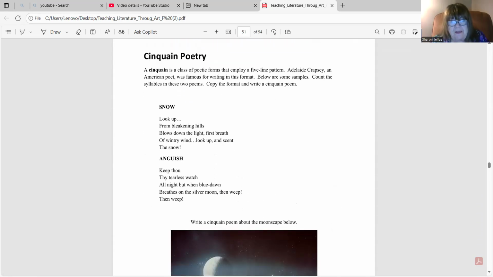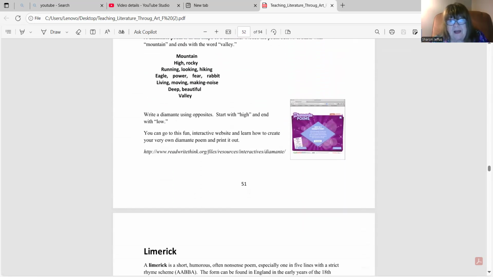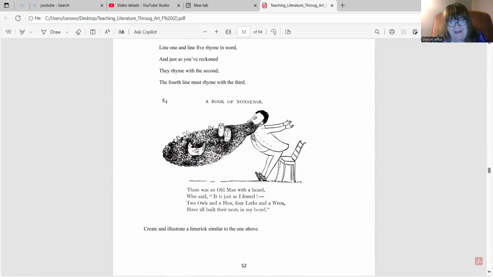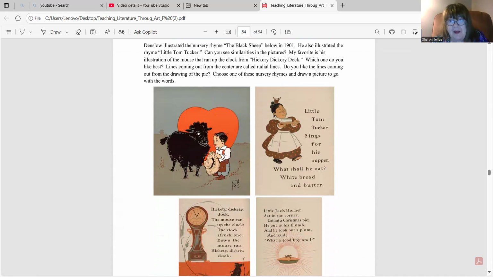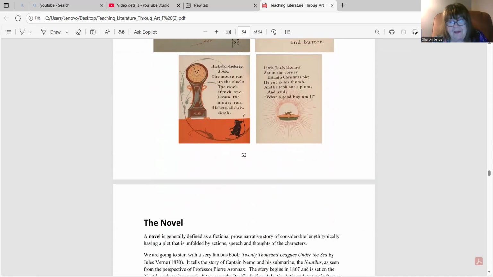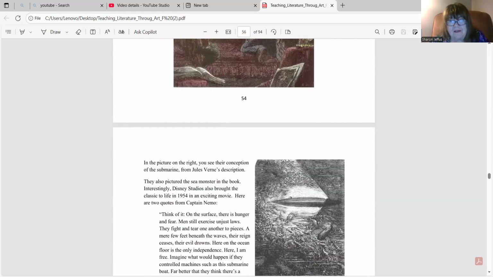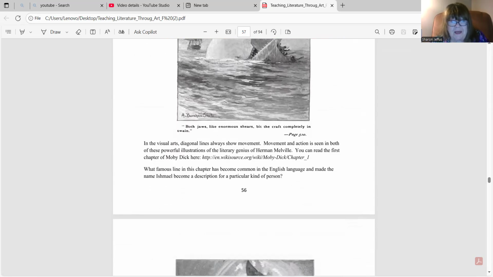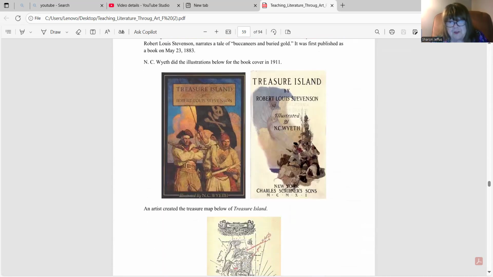Cinquain poetry. Again, I'm going over this very quickly. Concrete poetry, diamante poetry. A limerick is so much fun. And this is an actual picture of a limerick brought to life. Nursery rhymes, we have many beautiful examples of them being brought to life. The novels, 20,000 Leagues Under the Sea and Moby Dick. Again, we're covering things in literature and we're doing it in a very visual way.